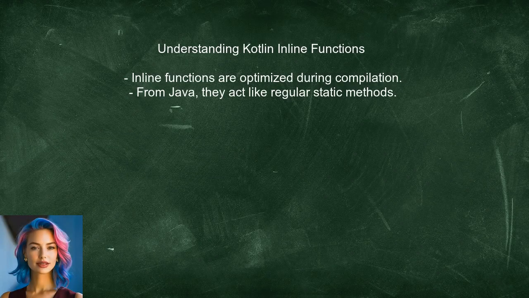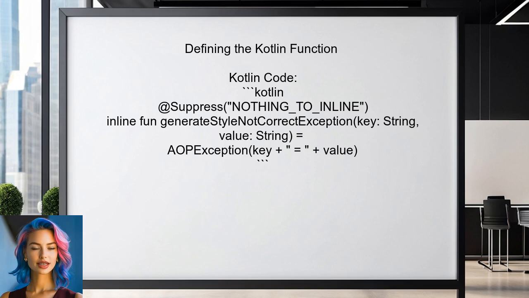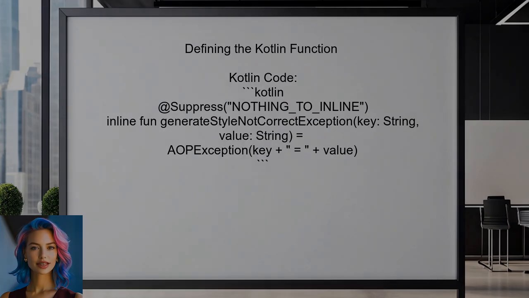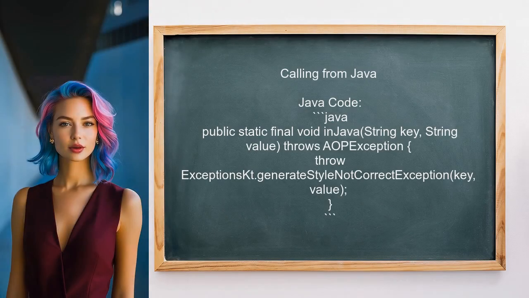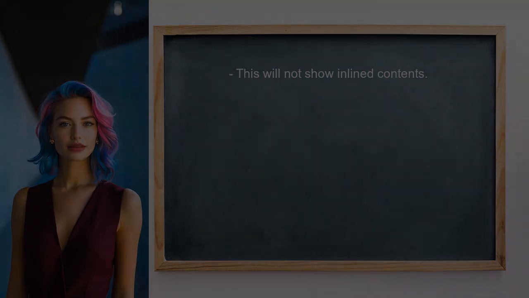To call a Kotlin inline function from Java, the user first needs to understand that inline functions are optimized during compilation. However, when called from Java, they behave like regular static methods. Next, the user should ensure that the Kotlin function is properly defined. In this case, the function getStyleNotCorrectException is defined as an inline function in Kotlin. Now, when the user calls this function from Java, they should be aware that it will not be inlined. Instead, it will be a standard static method call, as shown in the decompiled Java code.